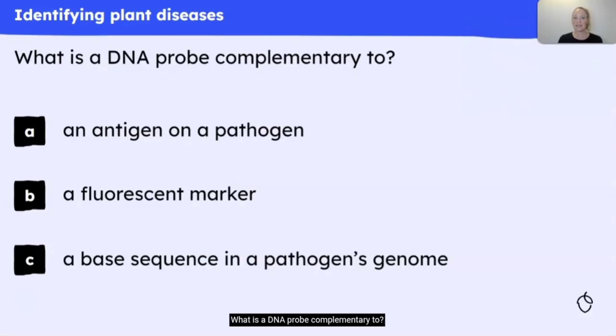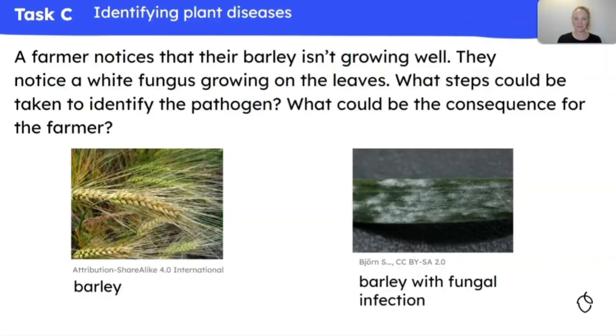What is a DNA probe complementary to? A, an antigen on a pathogen, B, a fluorescent marker, or C, a base sequence in a pathogen's genome? I'll give you a moment to think about it, but if you need more time, please pause the video. Okay, did you realise that that is C, a base sequence in a pathogen's genome? Excellent, well done.